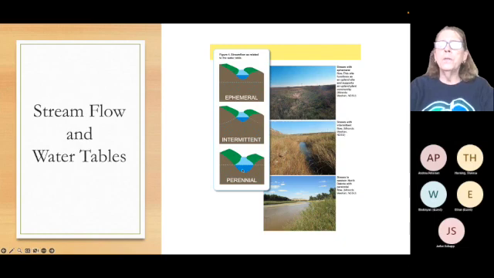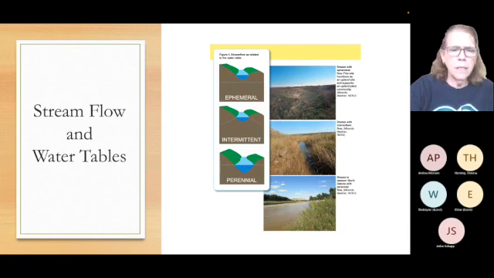And this is important when we start looking at riparians and trying to understand if they're considered healthy and how long they are there each season of the year, and how does that play a role in our riparians. Okay, the next slide.